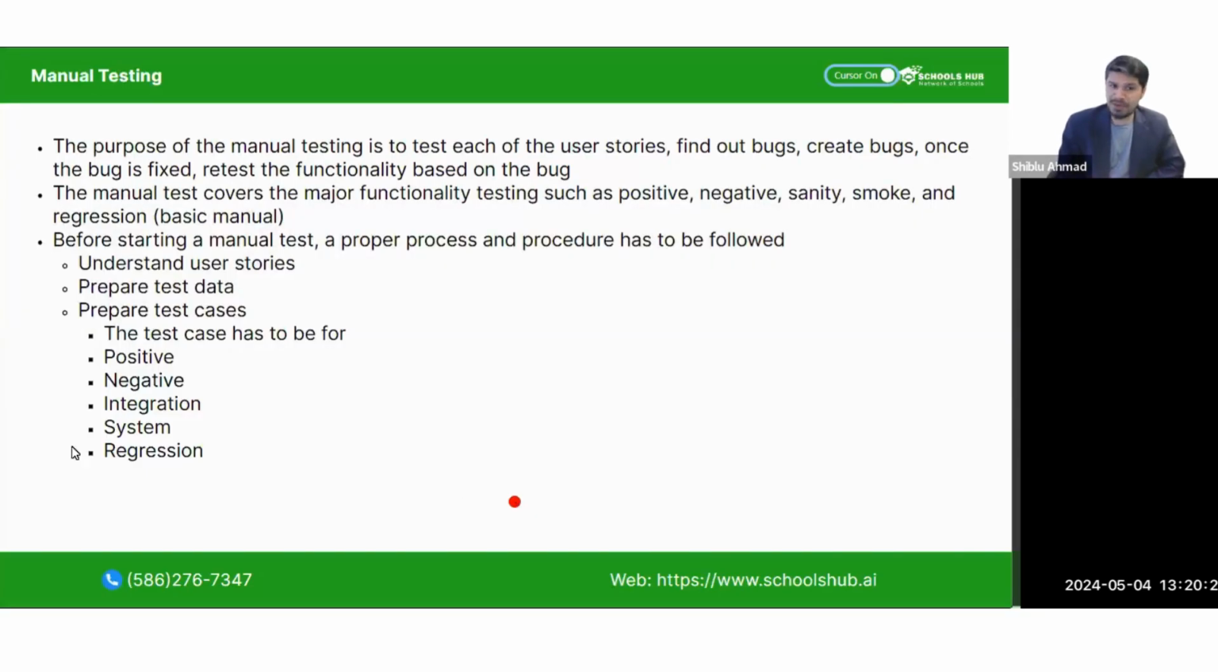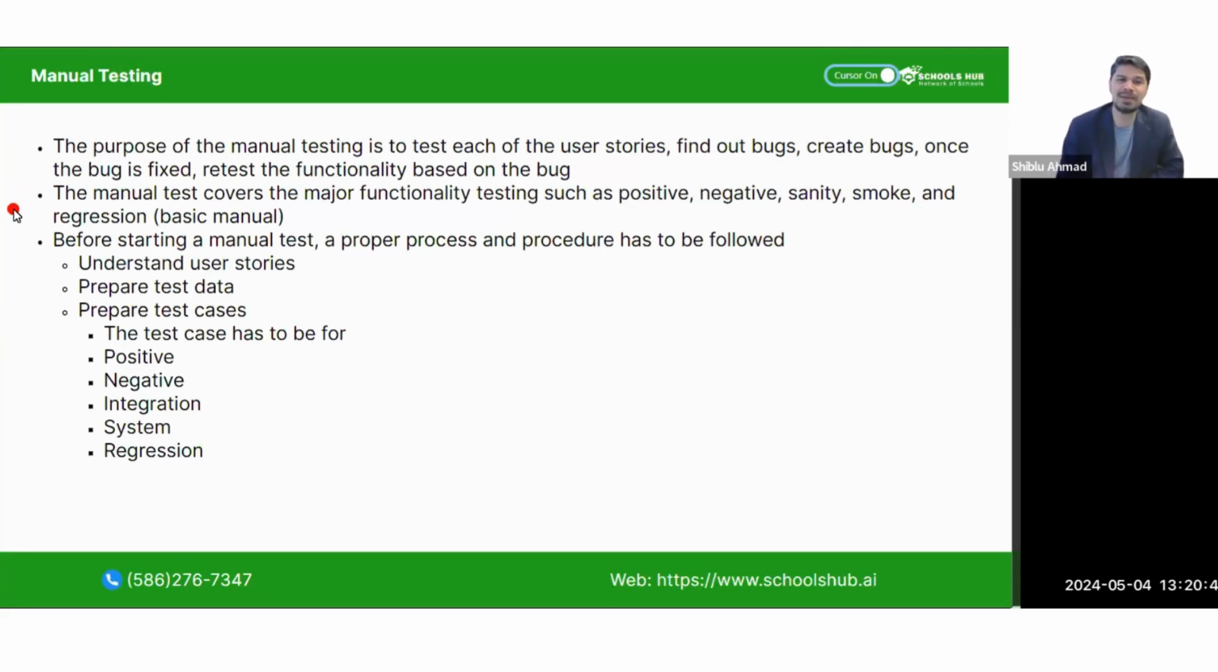So the purpose of manual testing is to test each of the user stories, find bugs, and create bug reports. Once the bug is fixed, retest the functionality based on the bugs. Look at this. It's written in an organic way, but this is how the manager wants to know, basically, right? This is exactly the wording they want to hear.